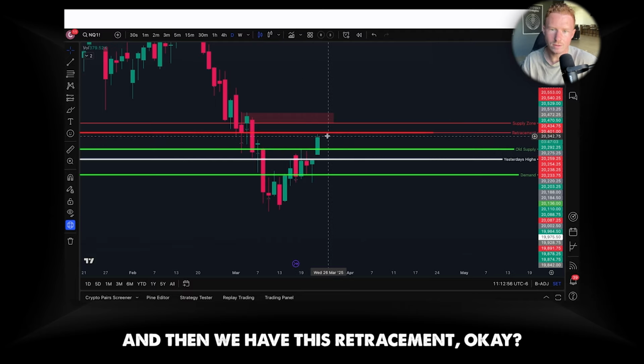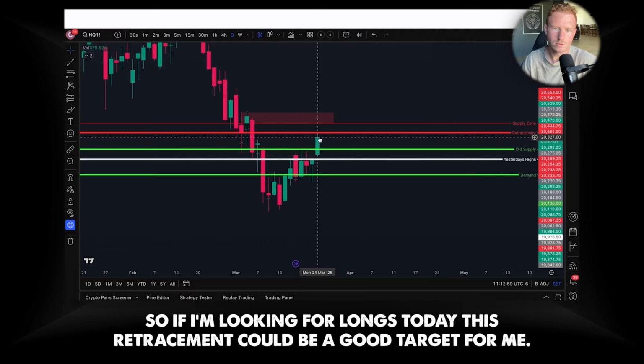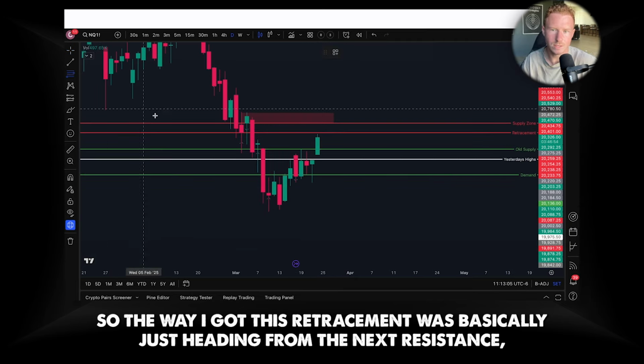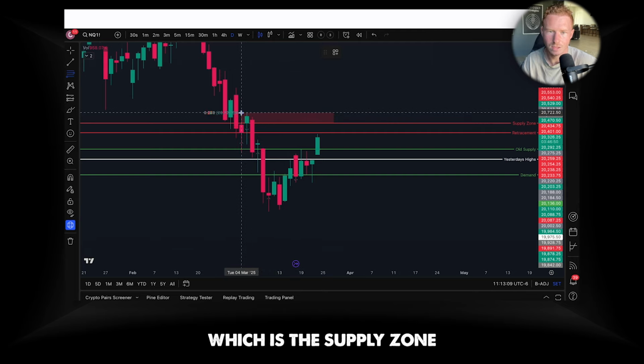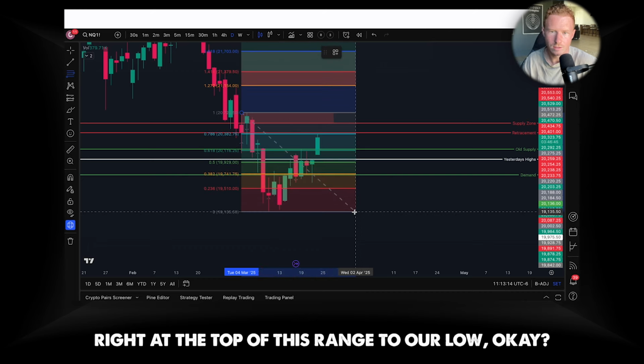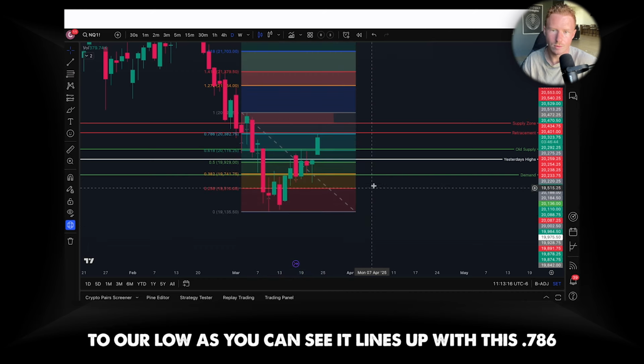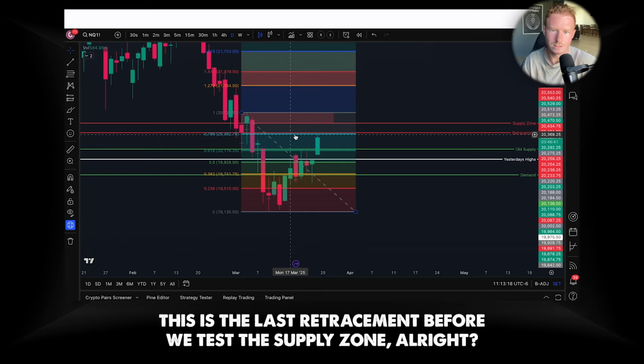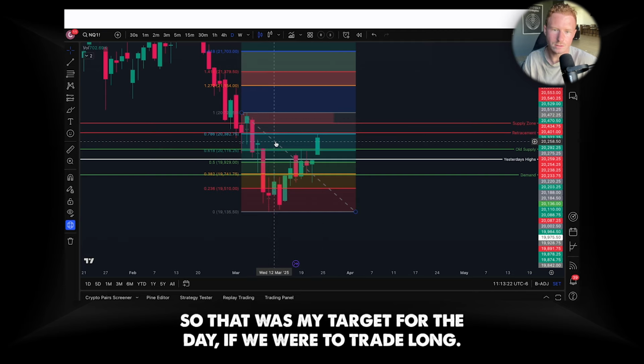And then we have this retracement, okay? So if I'm looking for longs today, this retracement could be a good target for me. The way I got this retracement was basically just drawing from the next resistance, which is this supply zone right at the top of this range, to our low, okay? To our low, as you can see, it lines up with this 0.786. This is the last retracement before we test the supply zone. All right, so that was my target for the day if we were to trade long.